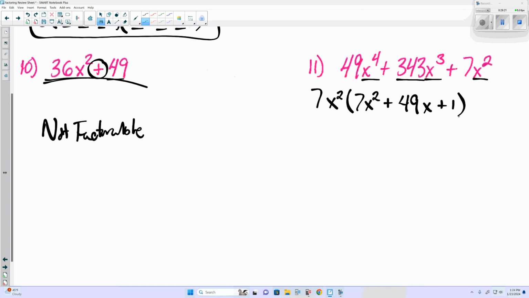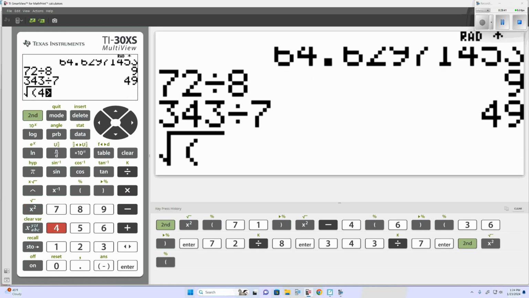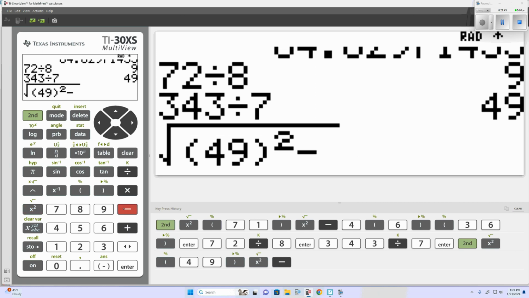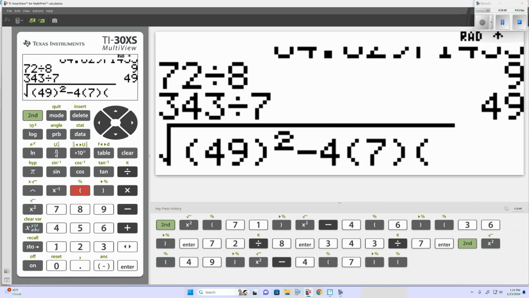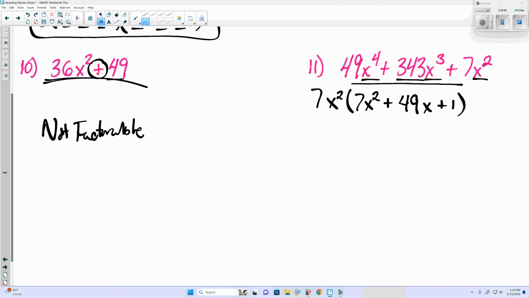So what we have at this point is 7x squared times 7x squared plus 49x plus 1. Now there's a pretty good chance that factors of 7 and 1 are not going to get us to 49. We can check that with the square root of b squared minus 4 times a times c. Also, we're just going to leave it as it is. So this here is the answer in simplest form.